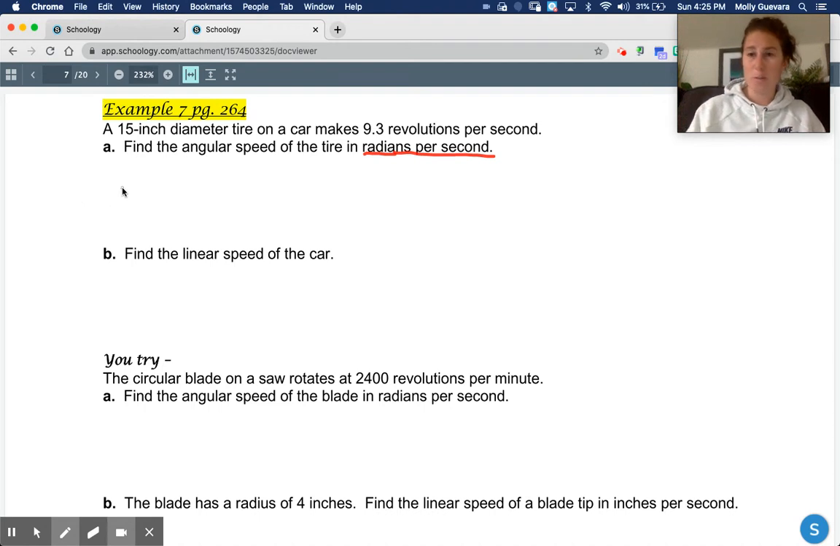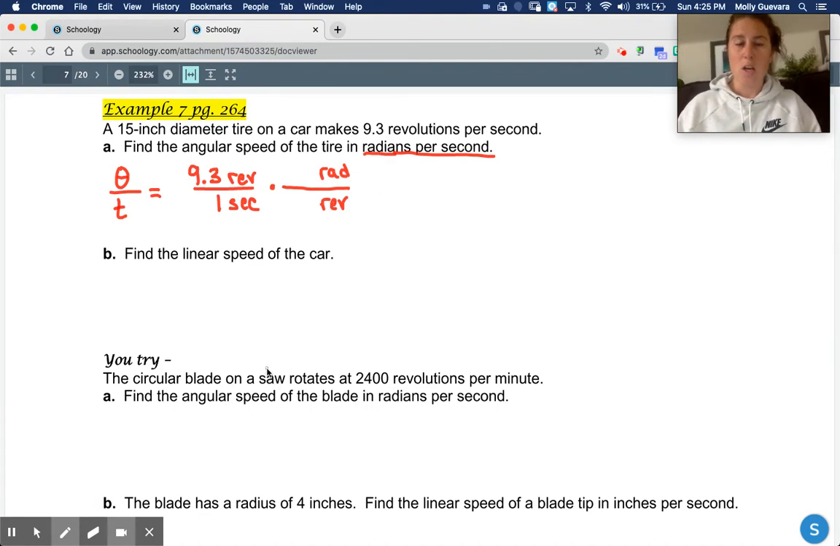So the angular speed formula from up above is theta over time. Cool? Okay. Theta is how many revolutions per second I'm going. So I know that there's 9.3 revs per 1 second. They told me that. But I want this in radians per second. So I need to change revolutions to radians. So I'm going to do unit conversion. Remember, whatever's on the top has to go on the bottom. And I want it to be in radians.